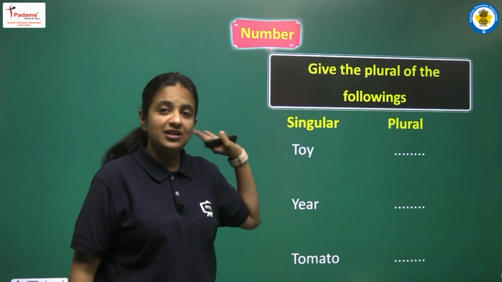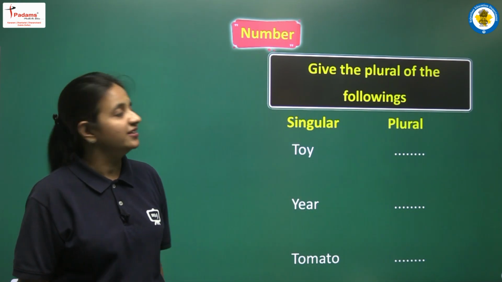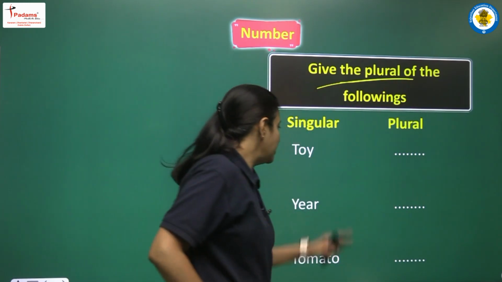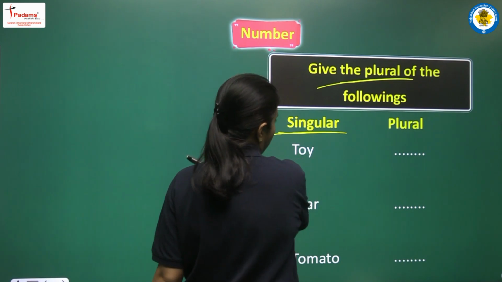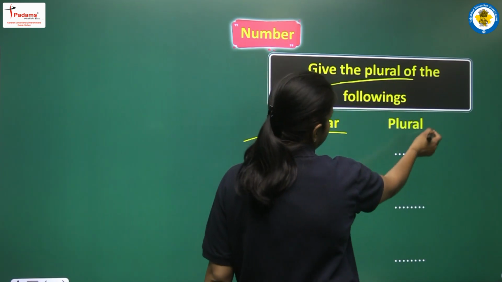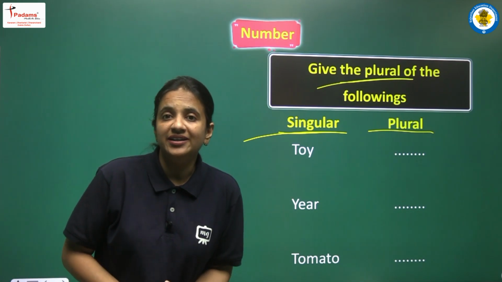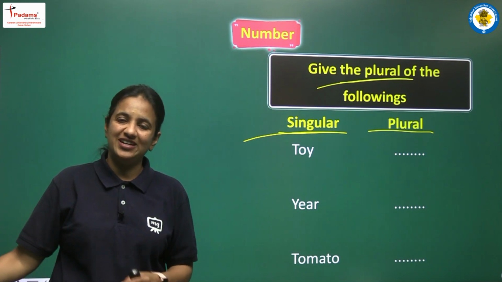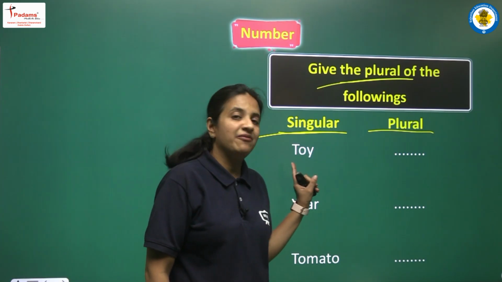So we have one question here, some practice exercise. Let's read the question. Give the plural of the following. We have some nouns here. All these nouns are singular, and we have to convert them into plural. We have to change the number. Now we have to recall all the rules that we have already discussed. First of all, let's see, we have toy.